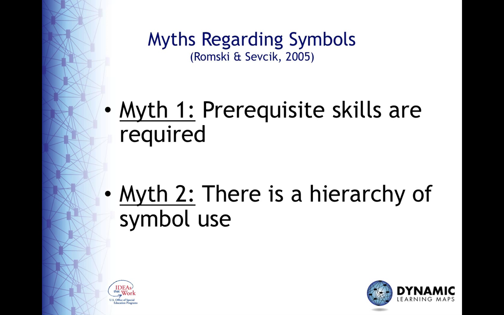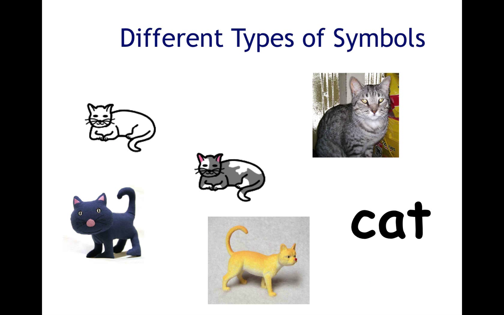Another myth that we've held on to historically is the notion that there is a hierarchy of symbol use. This hierarchy suggested that students had to understand how to use real objects in order to communicate before we could introduce more abstract symbols. The hierarchy began with real objects and then moved to miniature objects, then photographs, colored pictures, black and white line drawings, and eventually words.